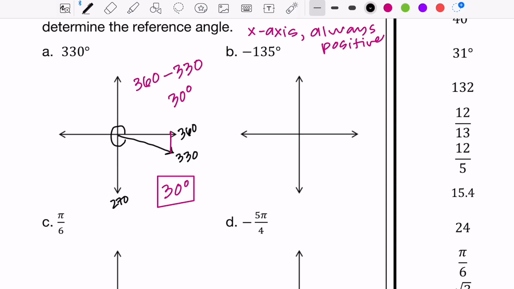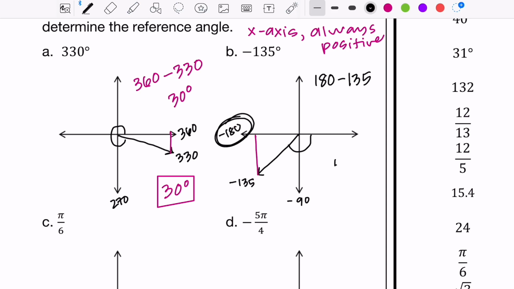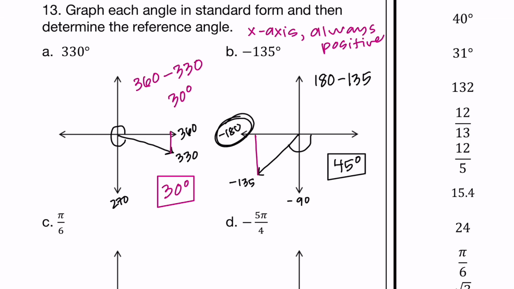For this one, this is -90, this is -180, gets right here. And we're always connecting it back to the x-axis. So again, this is -135, and the x-axis is at -180. So I would just do 180 minus 135, or you can see that that's just going to take 45 degrees. And again, it's going to be positive because reference angles are always positive.